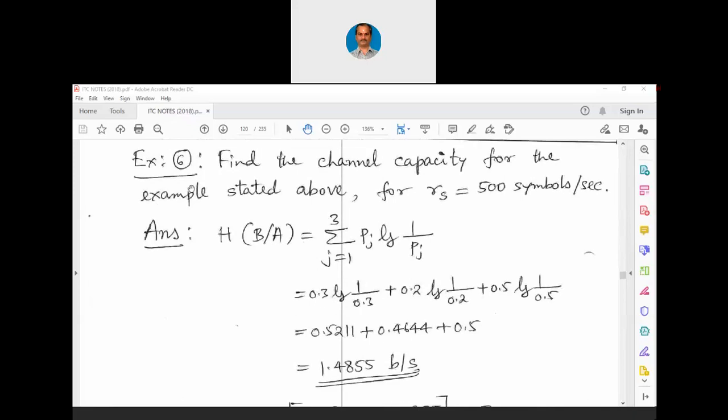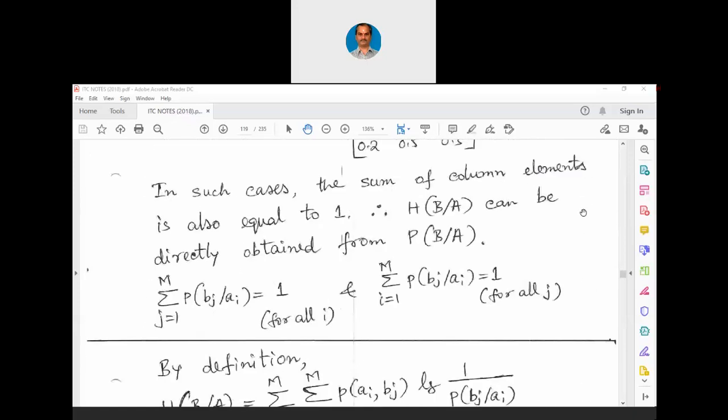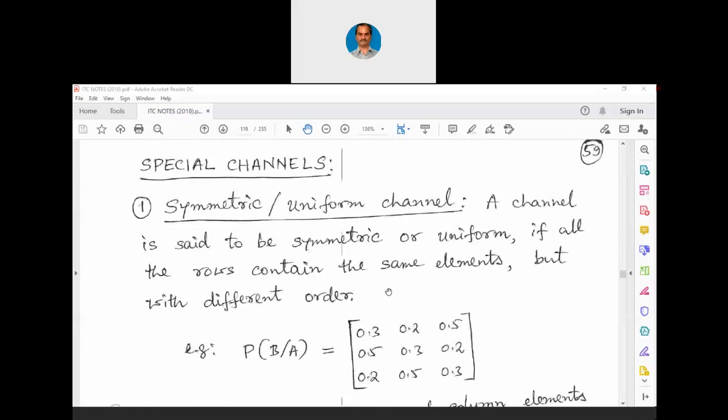Let us solve an exercise. Find the channel capacity for the example stated above for Rs equals 500 symbols per second. Can you do this now? This is the example. This is that channel matrix. Can you find out H(B/A)? Then find out H(A). You will get I(A;B). Then later on I will give you the other data. Can you at least give me the answer for mutual information? Let me see how many students are there. Now there are 25 students. Please solve this quickly and tell me the answer.